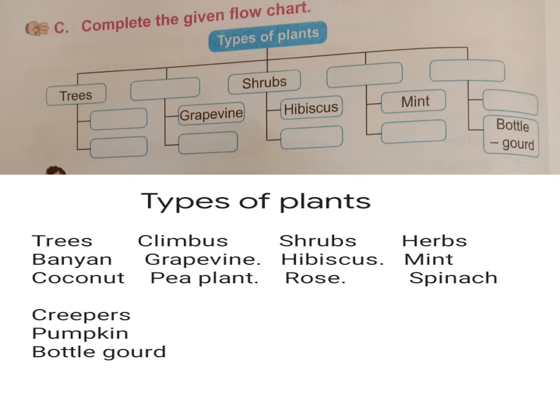First one, trees. We want to give 2 examples. They give us 2 boxes. You want to write on it. What did you write? What is your answer? Read your answer, children.